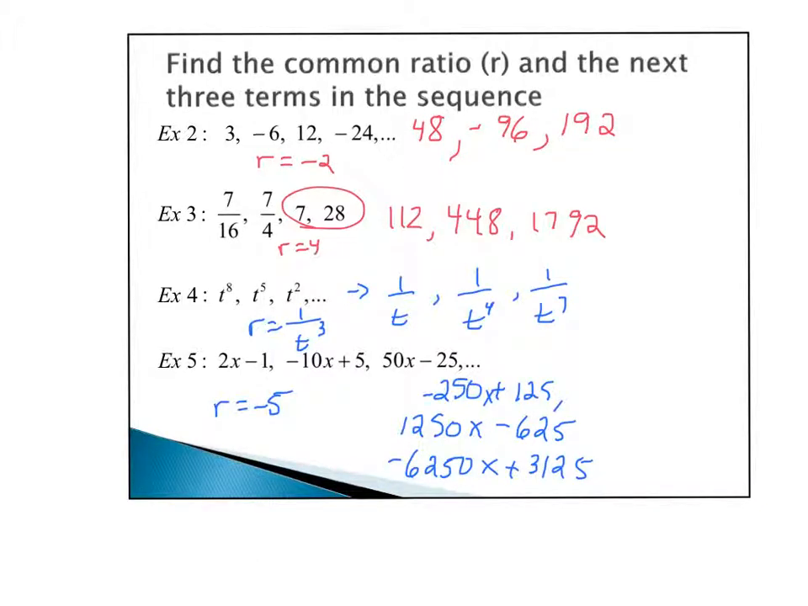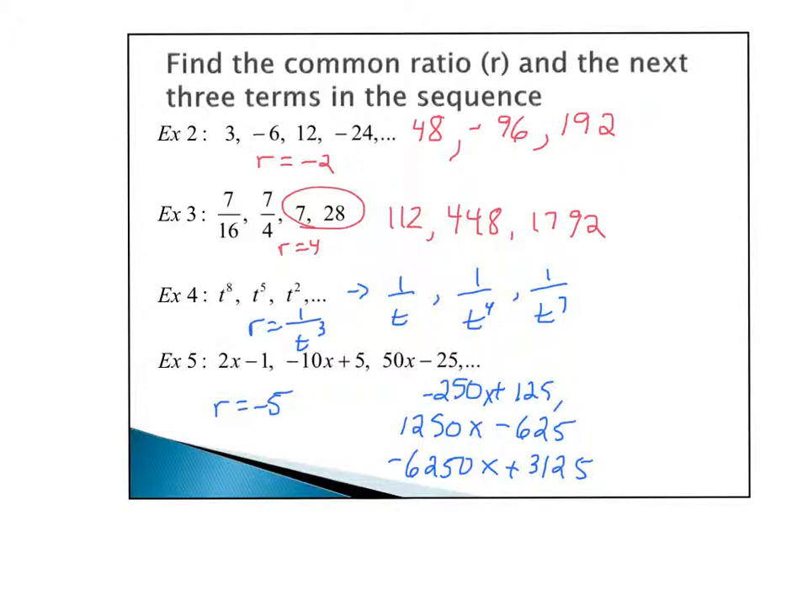Okay, when we look at these three problems, I circled what I would look at to help us with example 3. The first two terms are fractions, and those are not as easy to look at as the integers we have on the last two terms. Like I said, you can divide any two terms to find your common ratio. 28 divided by 7 gives us 4, and there we go, we have our common ratio.